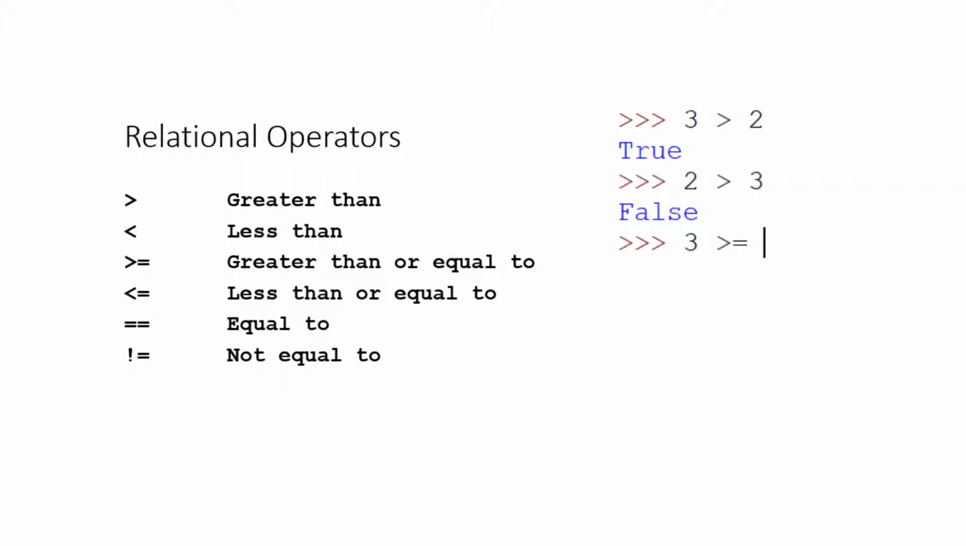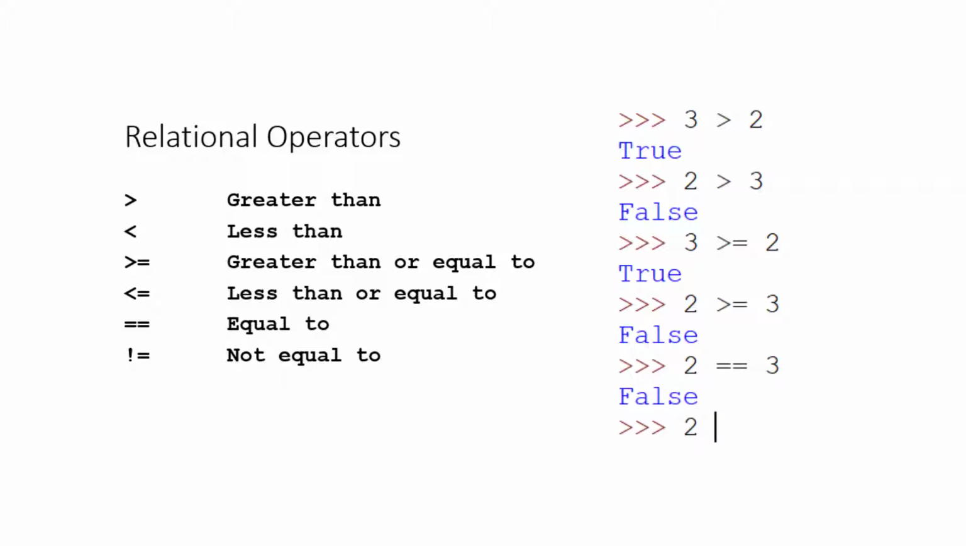as the output. So 3 greater than or equal to 2, read that out in plain English, it is actually true because 3 is greater than 2. 2 greater than or equal to 3 would be false because it's neither greater nor equal to 3. We have seen this already in the previous lecture, but I'm going to write it again. 2 double equals 3 is checking if 2 and 3 are equal. Because they're not, it's false.